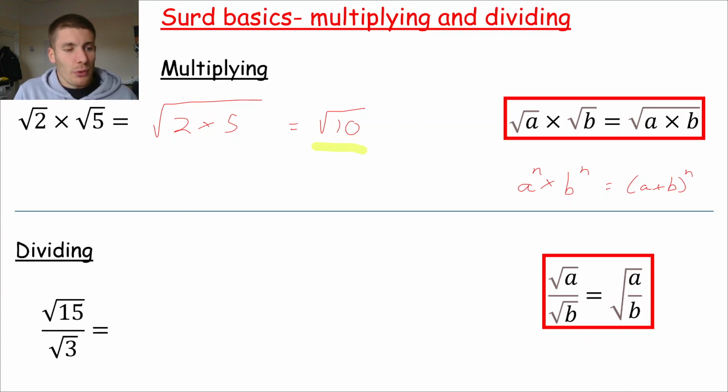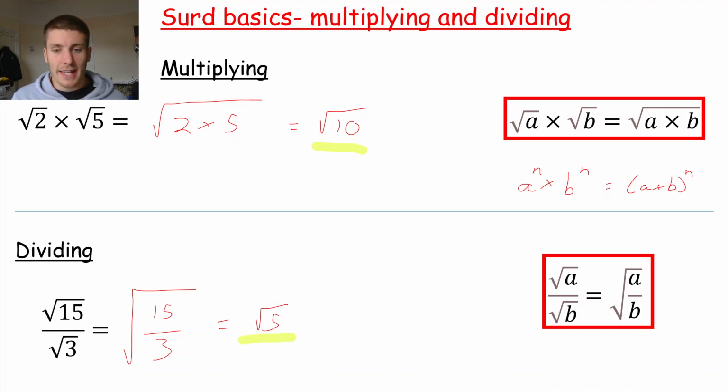Similarly, it follows for division that if you're dividing two individual surds, like we are here, root a divided by root b, you can just write underneath the same surd sign. So this is the same thing as doing the root of 15 over 3. 15 divided by 3 is 5, so it's the same thing as root 5. So this is simply your answer. And again, you've seen this law before with our work on indices.